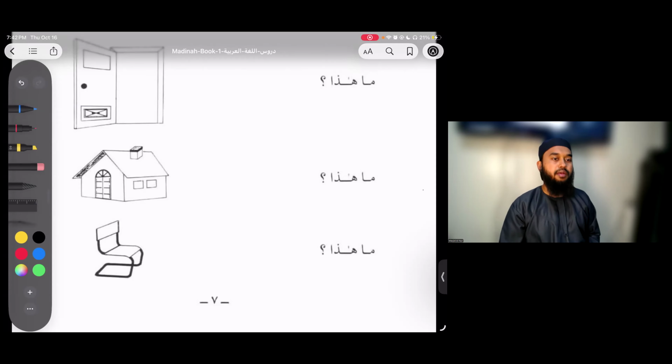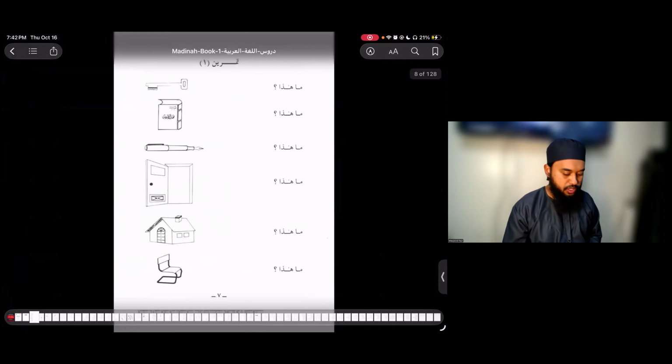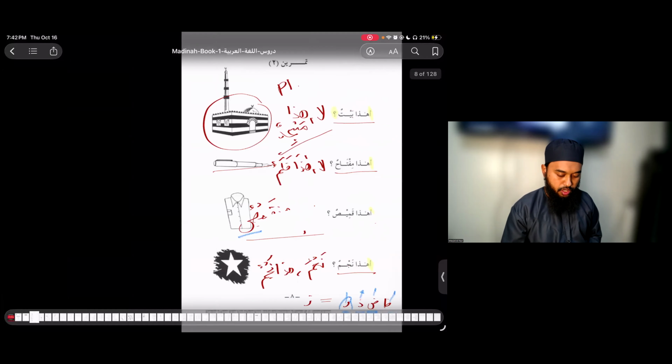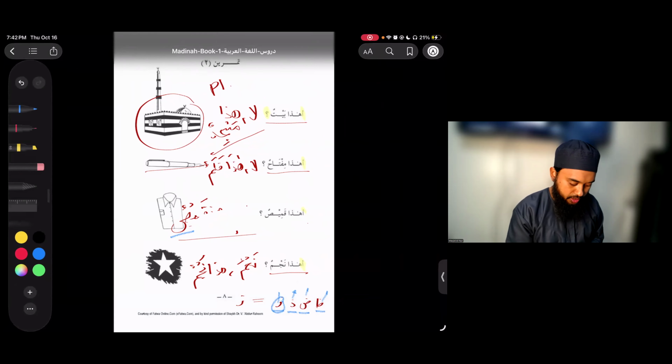Let's go. Ma hada, what is this? هذا كرسي. This is a chair. Good job. I'm not going to write anything down. We know this. This is just chapter 1. Let's go through this quickly.